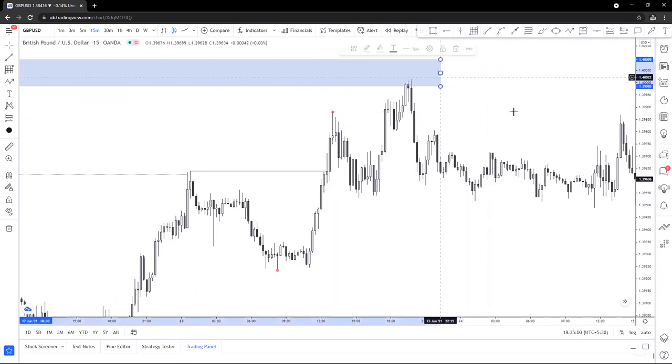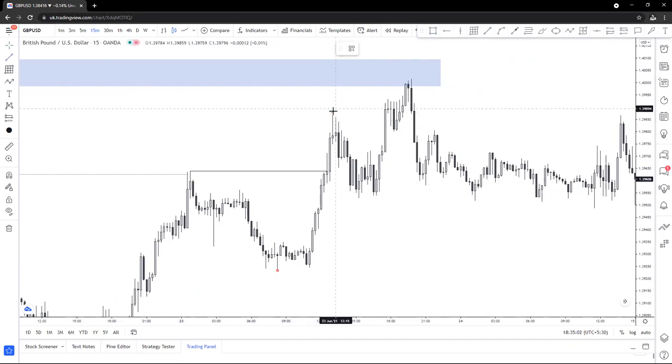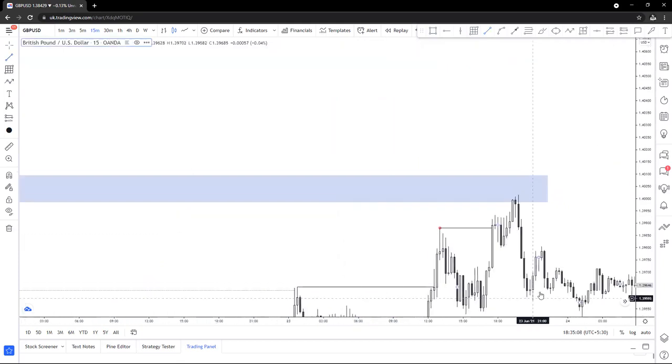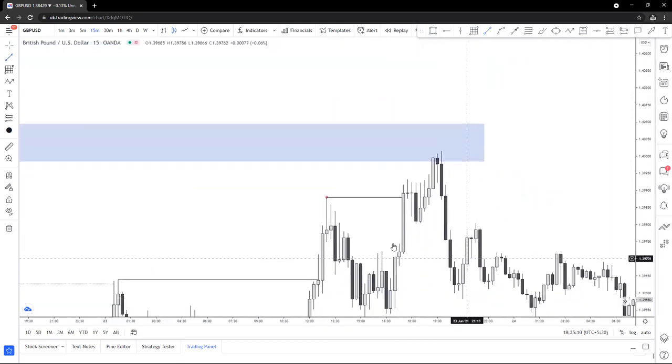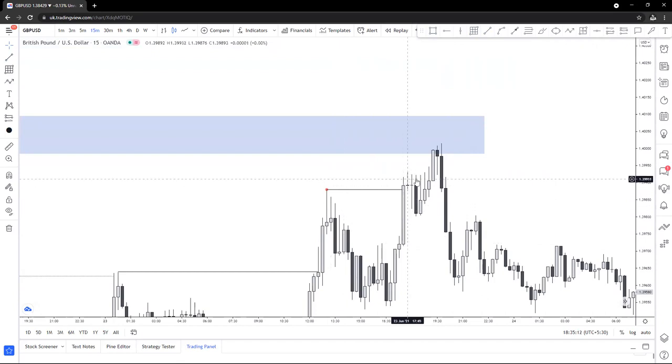So now you see what the market did, what the banks or anyone who controls the market did. They took out that high and then boom, came back down. Because why? Buy stops were resting, and if they continue going higher, the people who placed buy stops here would be in profit. So do they want us to make profit? No, obviously no. So they pulled back down.